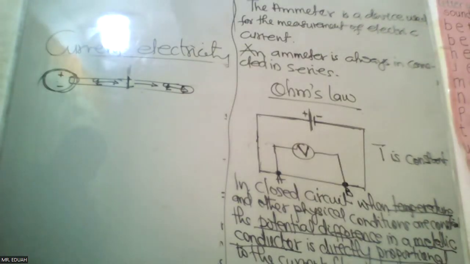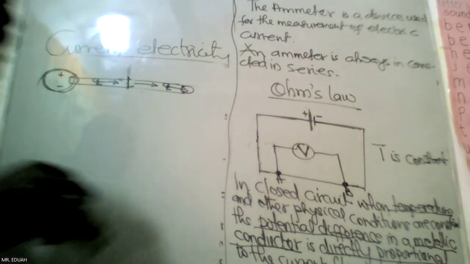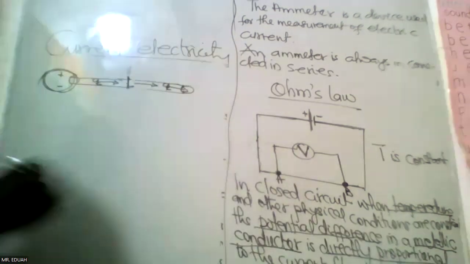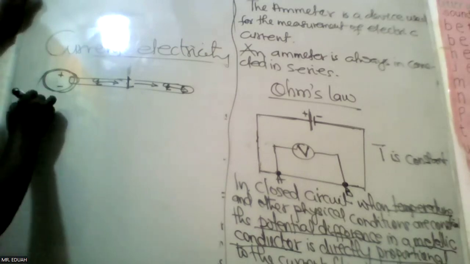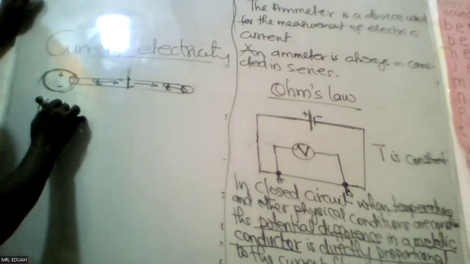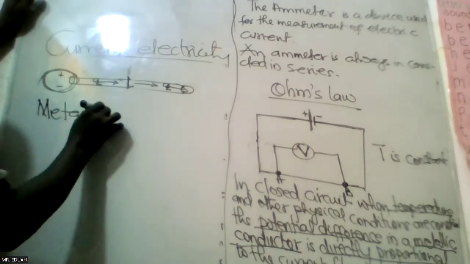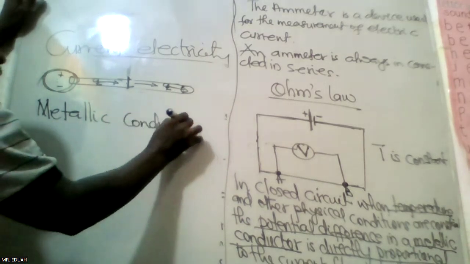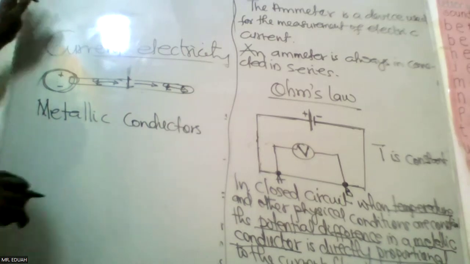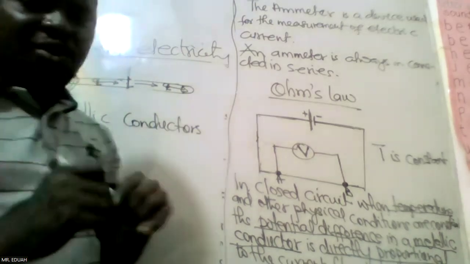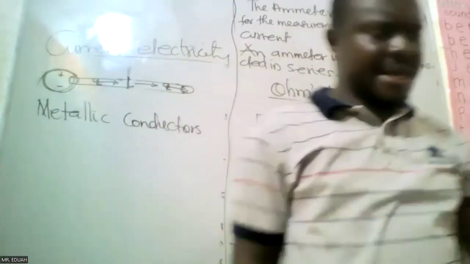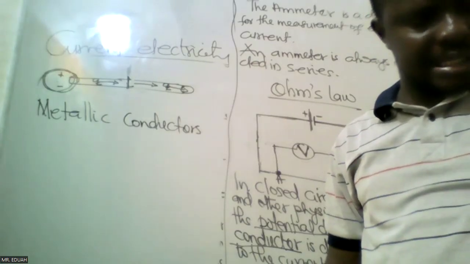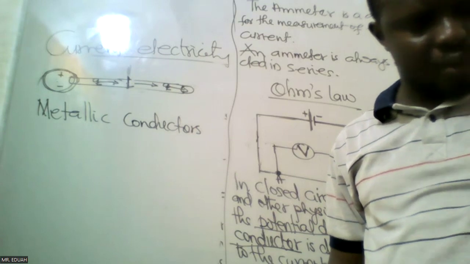And then we are talking about Ohm's law. We are only applying Ohm's law to metallic conductors. Why? Can you brainstorm something and tell us why?